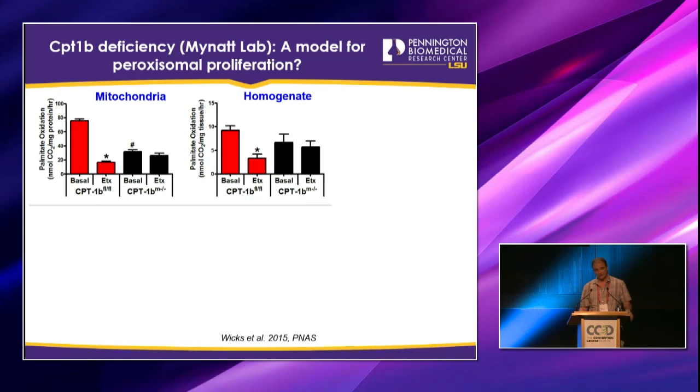So we next wanted to extend this to look at palmitate oxidation in tissue homogenates. And once again, we did the same assays, and you see that etomoxir inhibits palmitate oxidation in the controls. That regulation is lost in the knockout animals. However, what's interesting about this particular piece of data is the fact that we get a much less robust decrease in palmitate oxidation. In fact, it was only about a 20% decrease in palmitate oxidation.